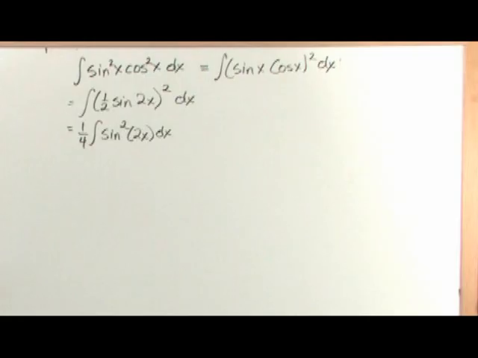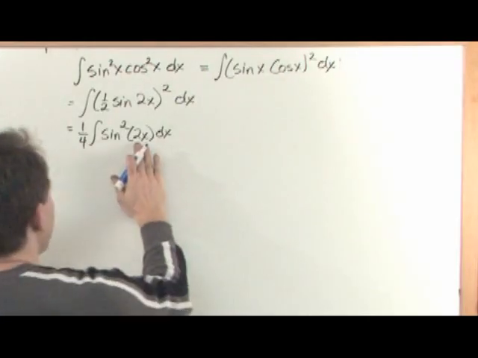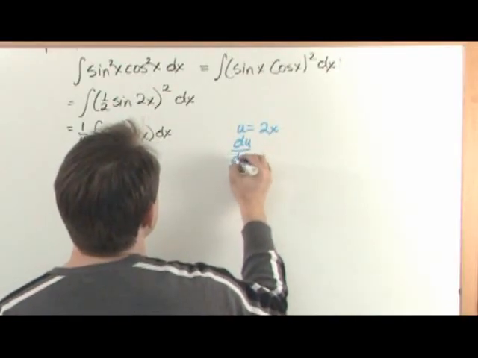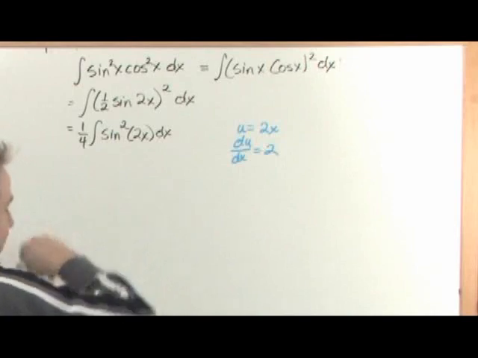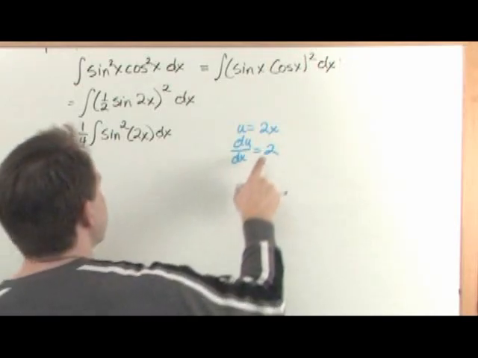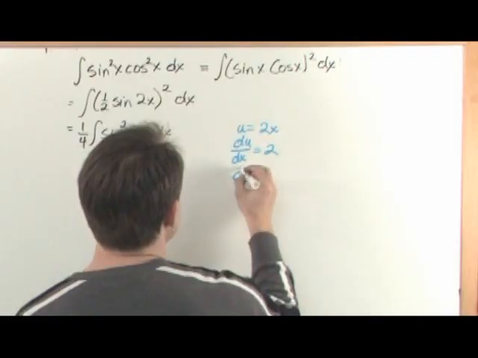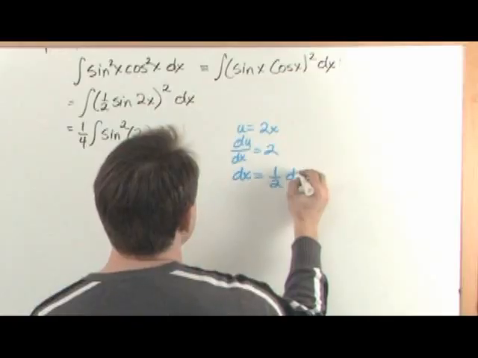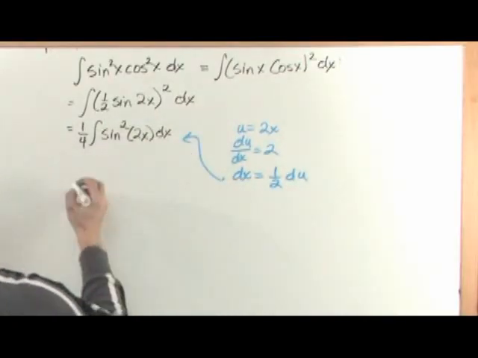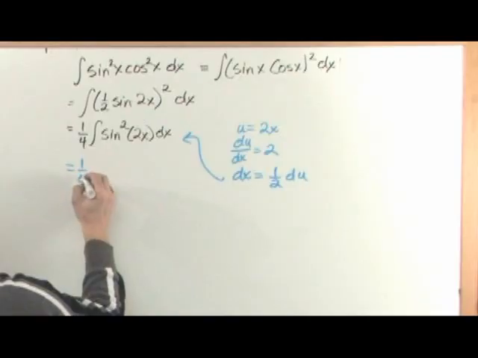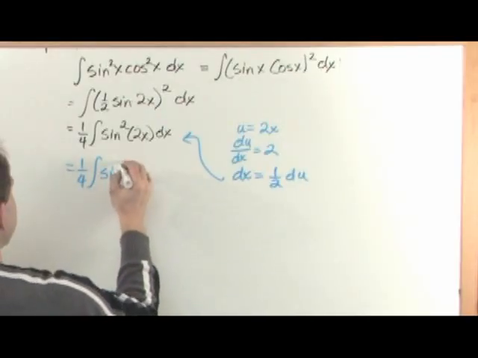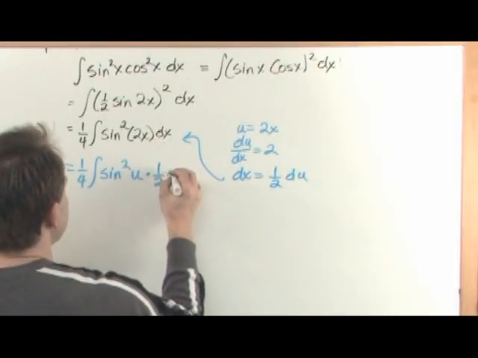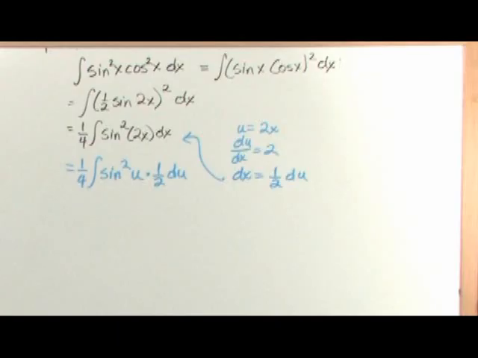Now let's do a quick substitution for this part in the middle here. u is equal to 2x. du dx is equal to 2, just taking the derivative, a simple polynomial derivative. And then solving for dx, because that's what I'm going to need for my substitution, is 1/2 du. Now let's plug that in. So it's 1/4 times the integral of sine squared of u dx, but I need to substitute, so I'm going to have 1/2 du after that substitution.